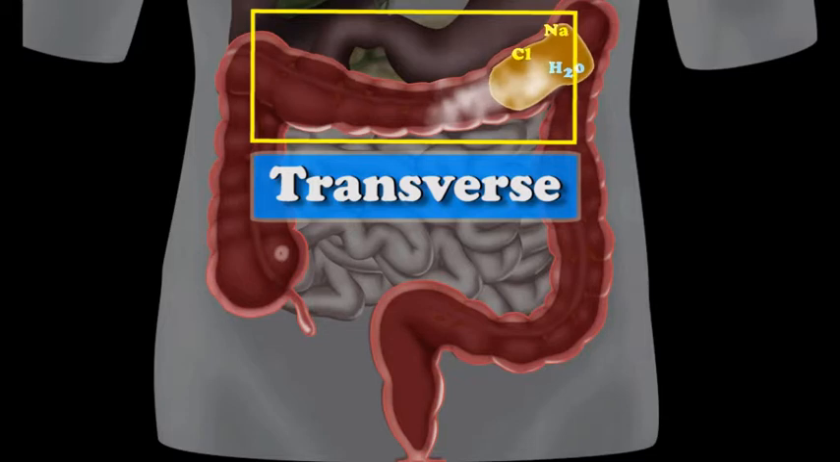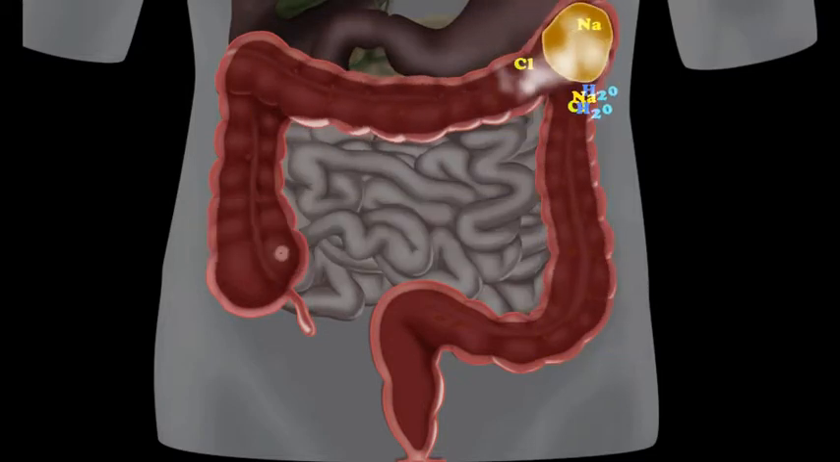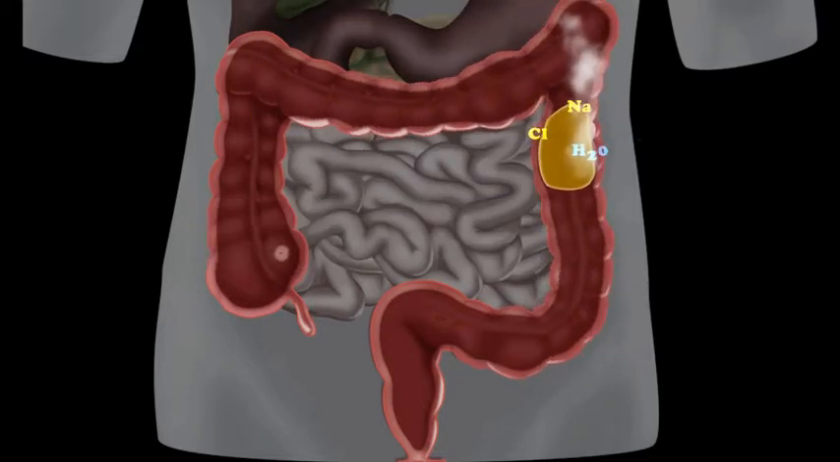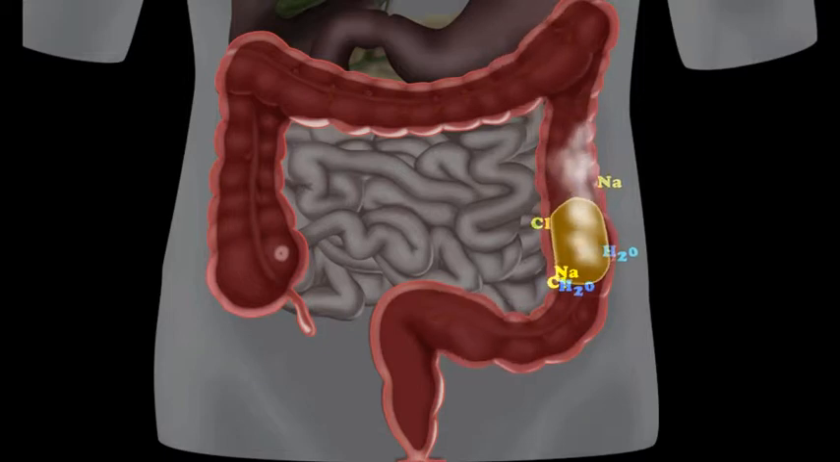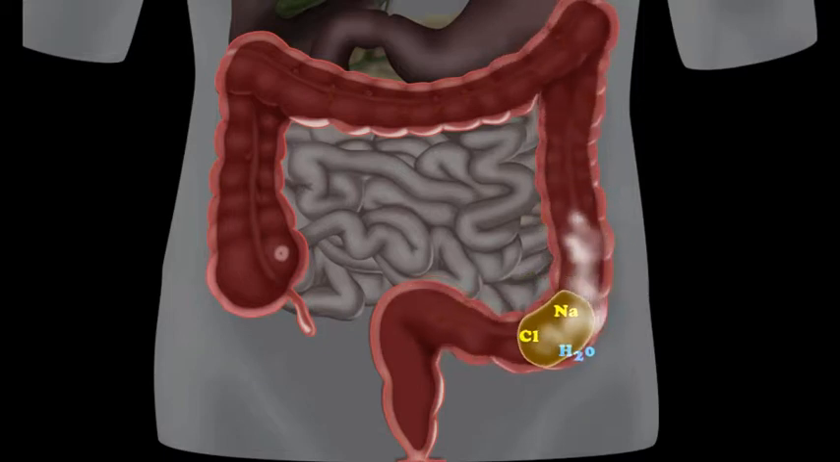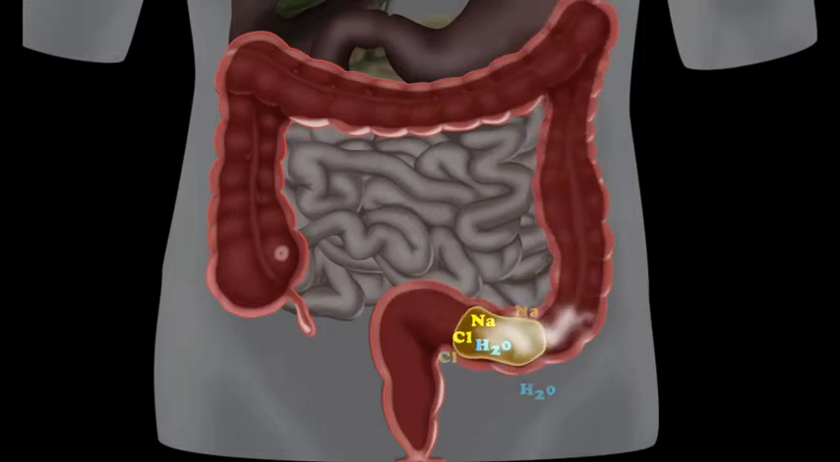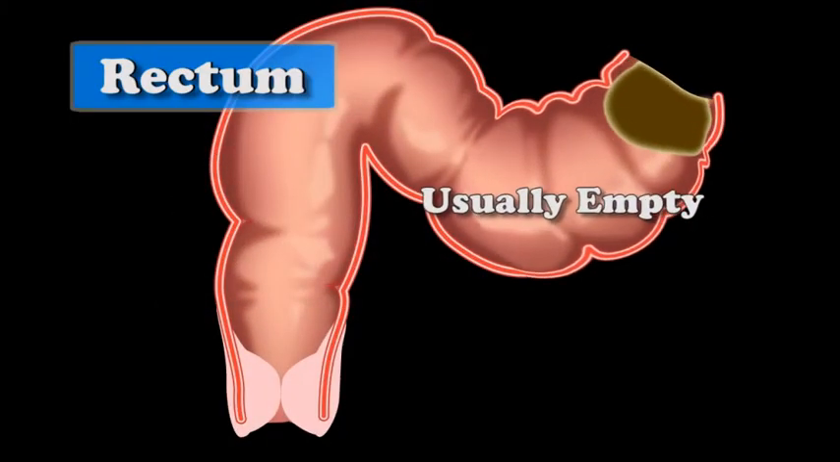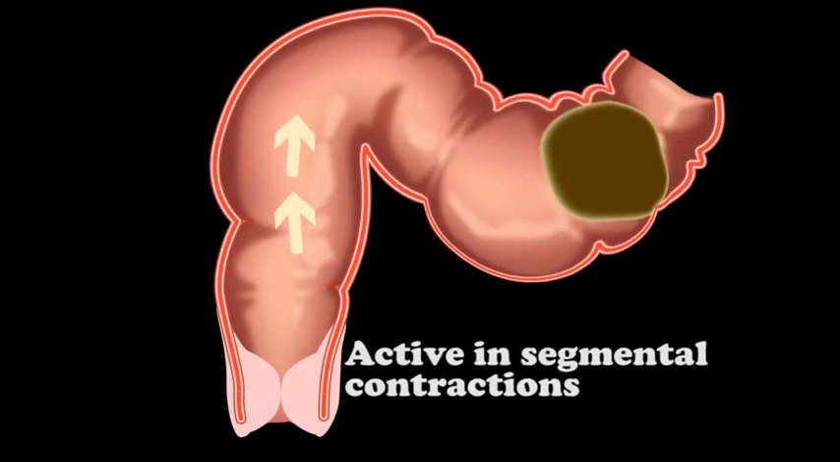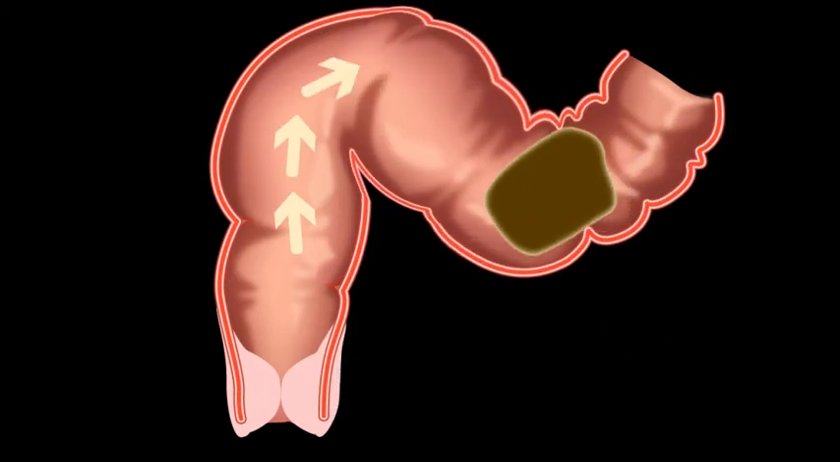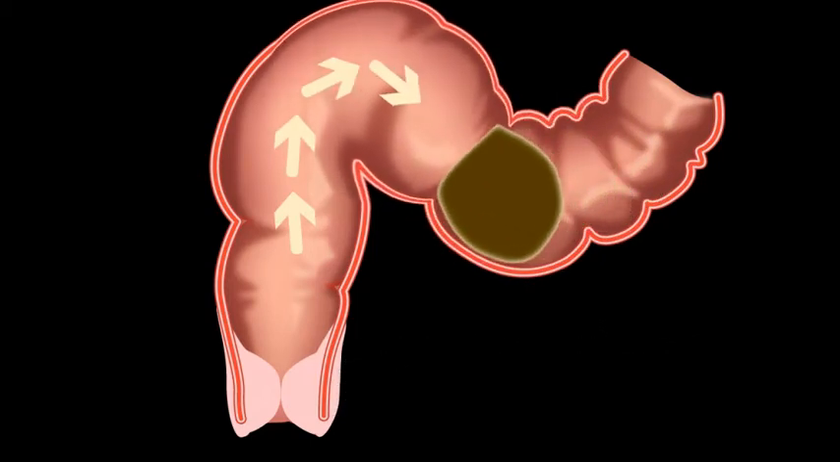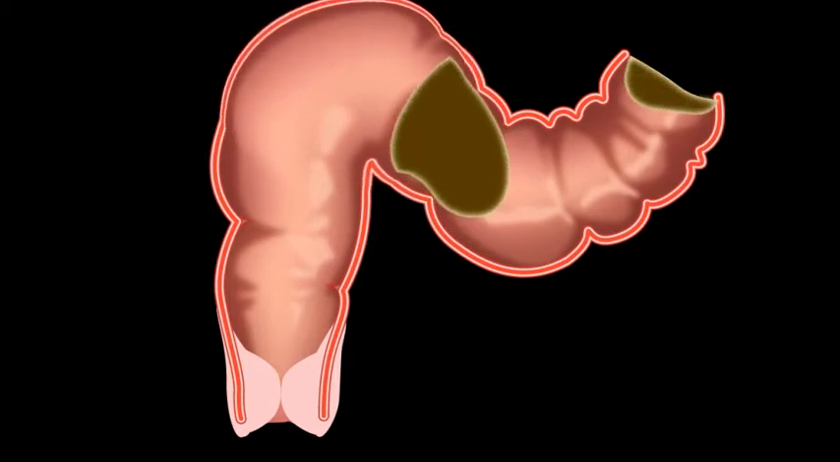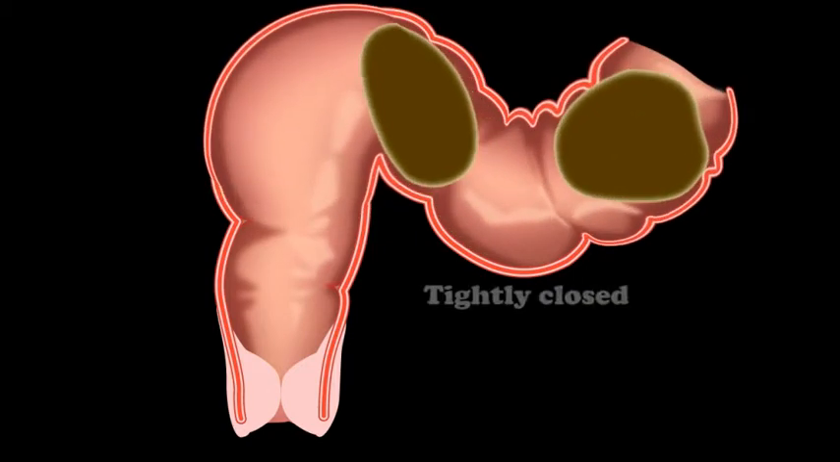In the transverse and descending colon, haustral contractions mix and knead colonic contents to facilitate extraction of salts and water. Mass movements that occur in the colon sweep the colonic contents towards the anus. The rectum, which is usually empty, is more active in segmental contractions than the sigmoid colon. This is why the rectal contents tend to move in a retrograde direction into the sigmoid colon.